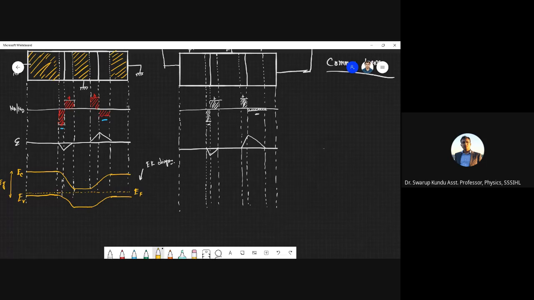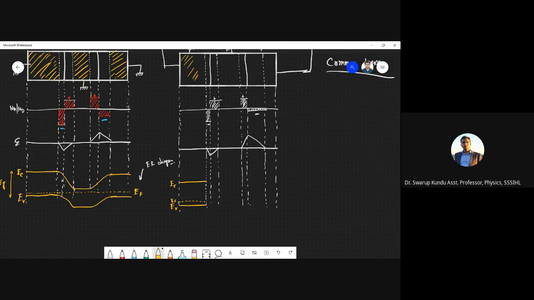So let's start with the P side again. So we have EC, EV, Fermi level. So near the neutral region, I'm talking about this neutral region, the Fermi level doesn't change even if you bias, right? So the Fermi level position is intact as it was in the normal neutral or unbiased transistor.